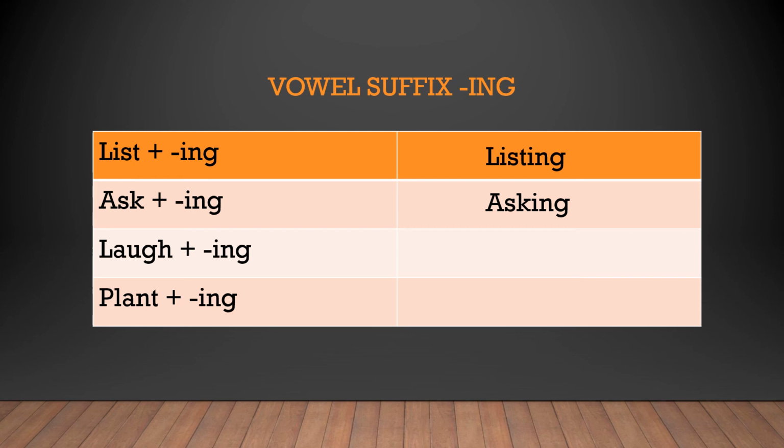Our next example is the base word laugh. When we add vowel suffix ing, we get the derivative laughing. And our final example, really think about this one. We have the base word plant plus vowel suffix ing. What word will we get, guys? I'm sure you said the word planting. And some of us have been planting a lot of different seeds during our pandemic break. Planting means you've been doing it right now.